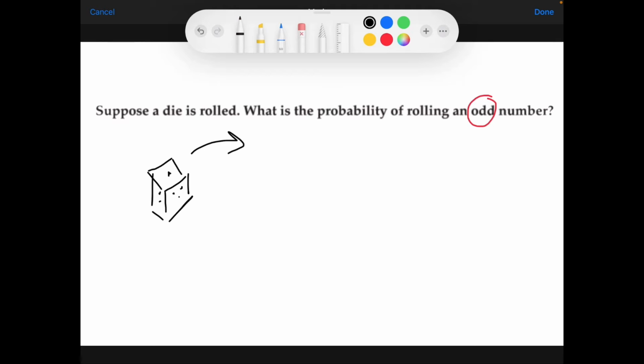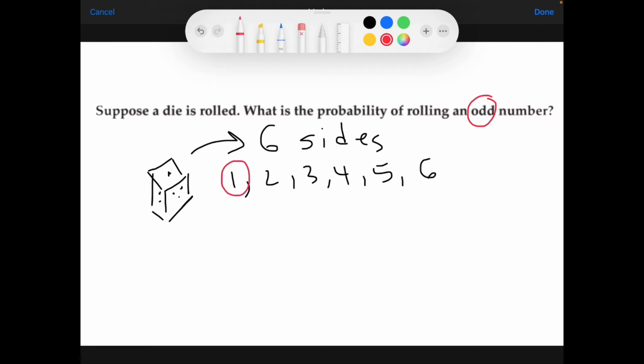So remember, a die has 6 sides, and each side represents a number. So we can have 1, 2, 3, 4, 5, or 6 dots on each face of this cube die. Well, how many odd numbers are there? Well, we have 1, 3, and 5 as odd numbers, okay? Remember, an odd number is a number that cannot be divided by anything except itself. So 1, 3, and 5 would be that.